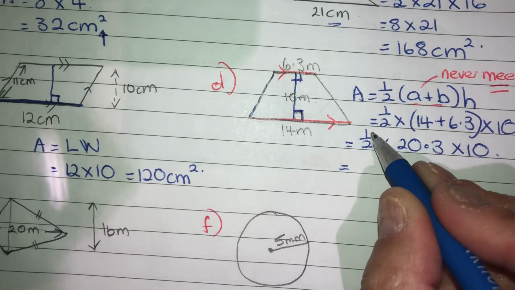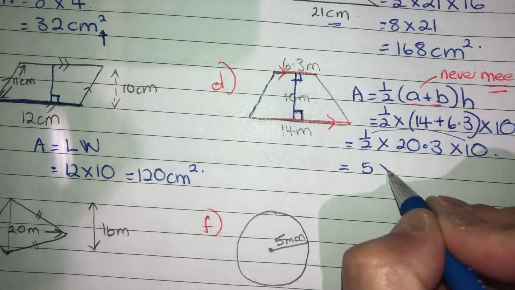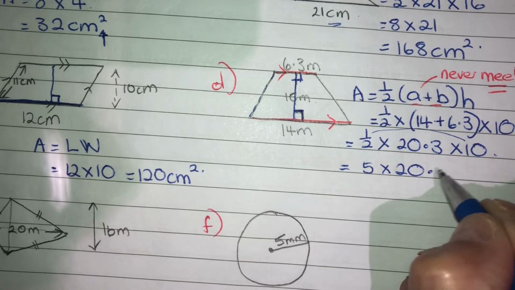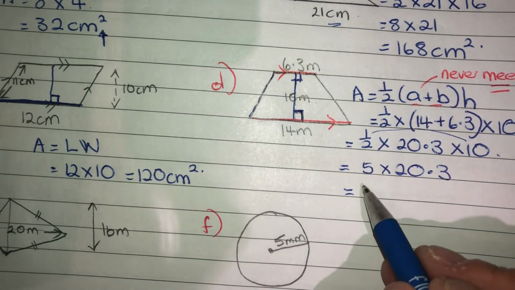Okay, so I'm going to do this. You could put it straight into your calculator. I'm going to go a half of 10 is 5. 5 times 20.3. Go ahead, get the answer straight from your calculator if you're here.